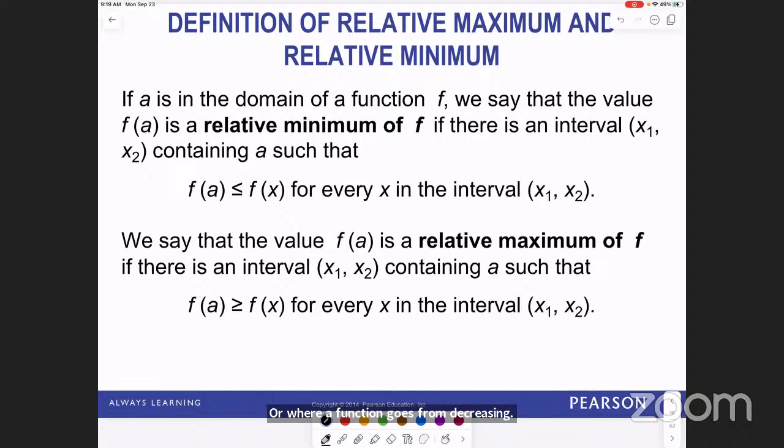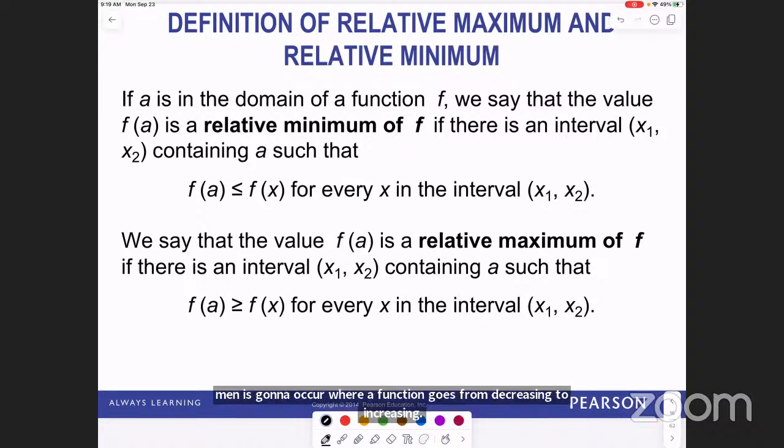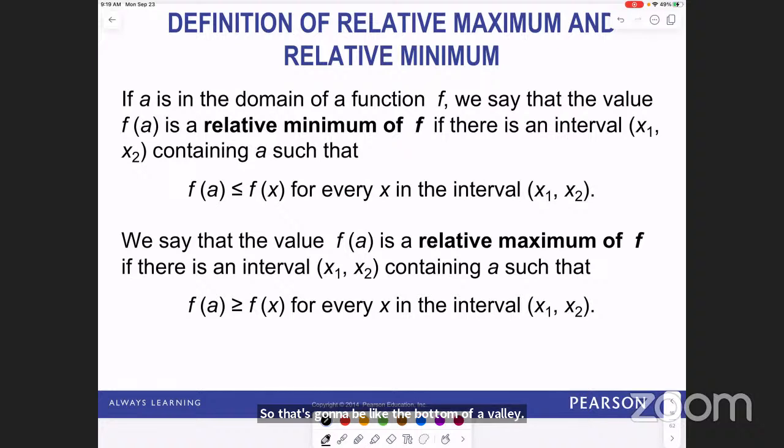Relative max occurs where a function goes from increasing to decreasing. It's like the peak of a mountain, the top of a mountain, right? So where a function goes from increasing to decreasing, that turning point will be our relative max. Relative min is going to occur where a function goes from decreasing to increasing. So that's going to be like the bottom of a valley. All right. So you have a mountain range, peaks and valleys. The peaks would be our relative max. The valleys would be our relative min, and so on.